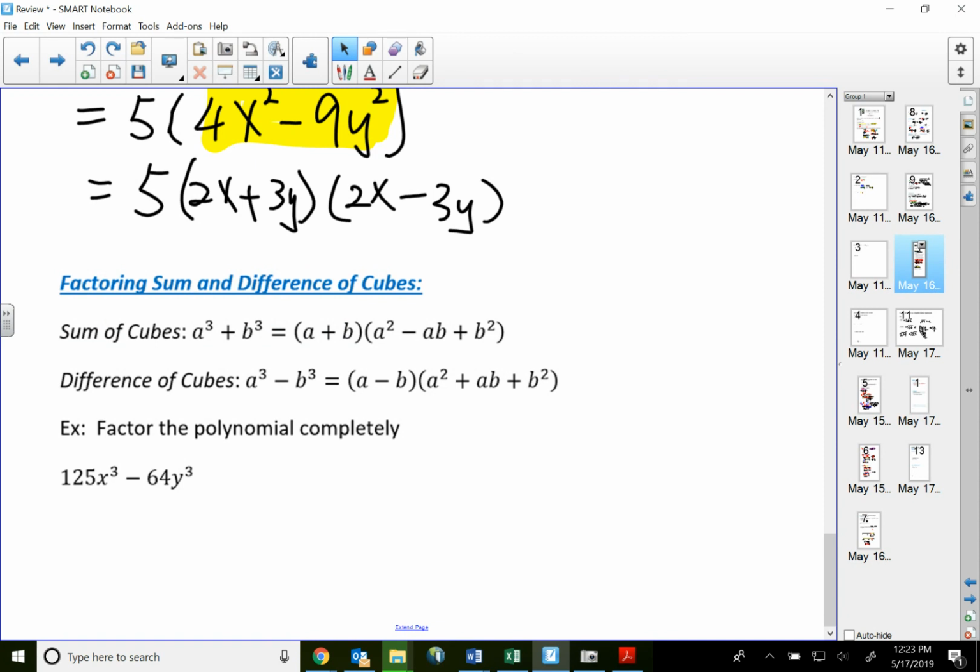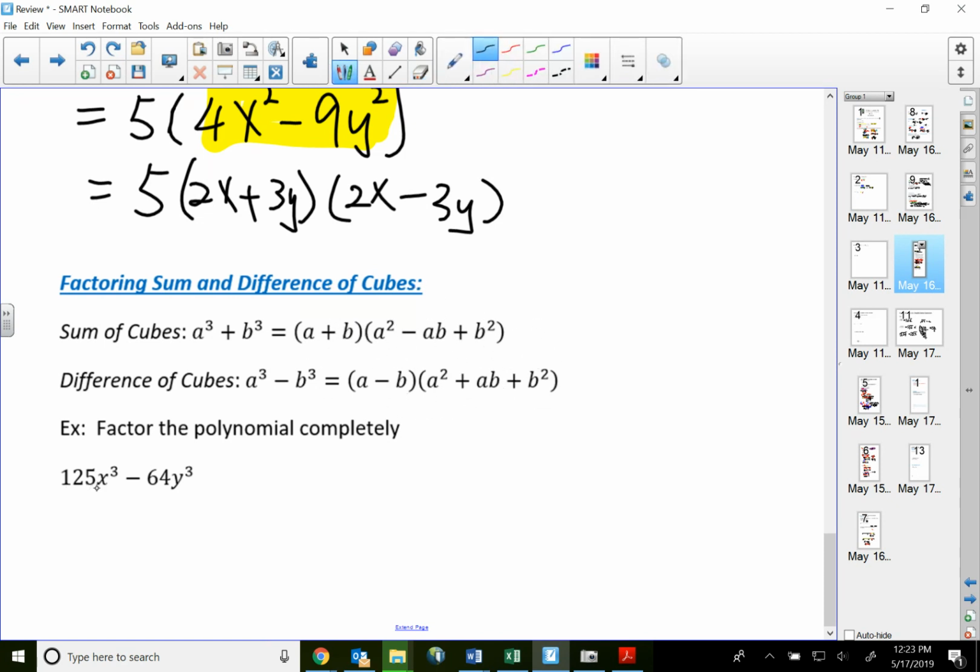Now, when it comes to factoring the difference and sum of cubes, you just got to memorize the formula. So before we do this example: if the problem has a plus sign, the first sign is always plus in the first parentheses. The next sign in the second parentheses is always the opposite of the first one. The last term in the second parentheses is always going to be positive. Okay, that's how you memorize them.